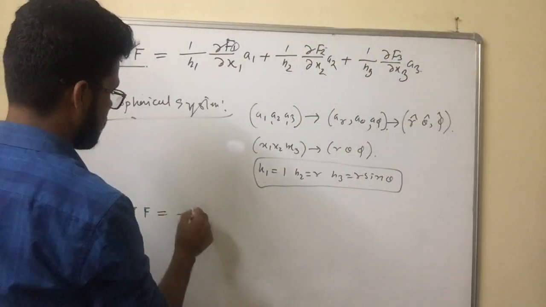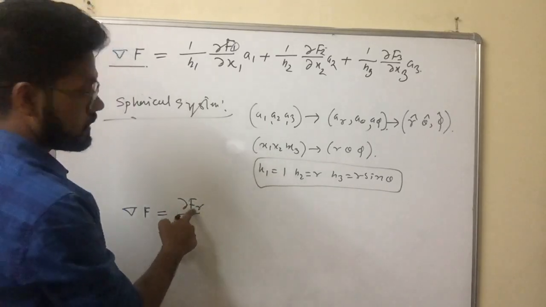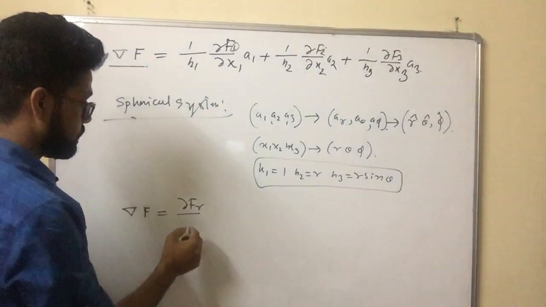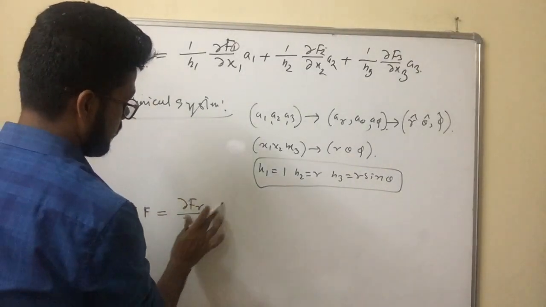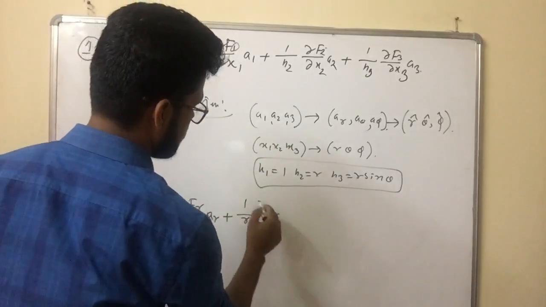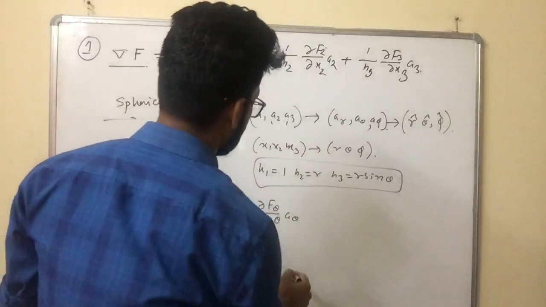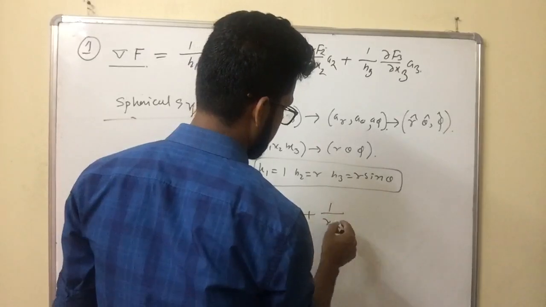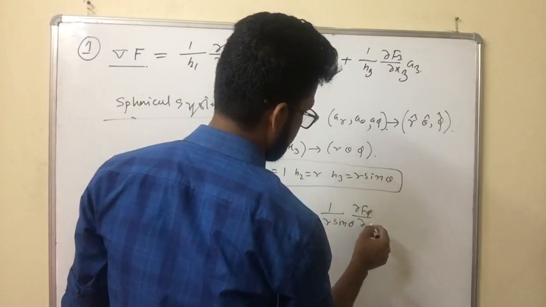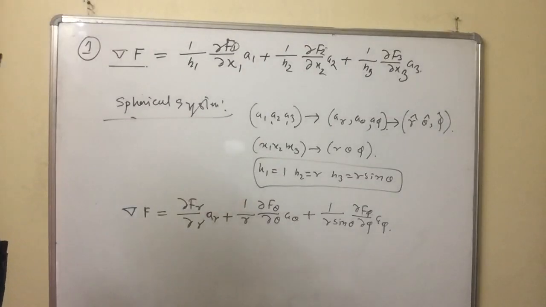Del f equals 1 by 1, so no need to write the first term, dFr by dr, Fr being the component of F along the radial direction, ar. The next term will be 1 by r, dF theta by d theta, a theta. The next one will be 1 by r sin theta, dF phi by d phi, a phi. This is the representation in the spherical system.